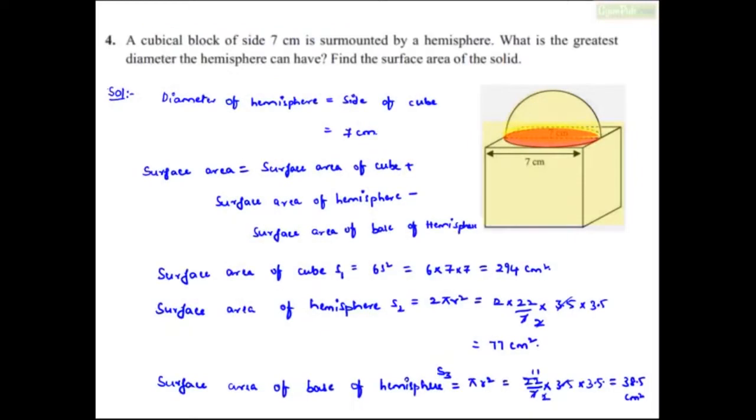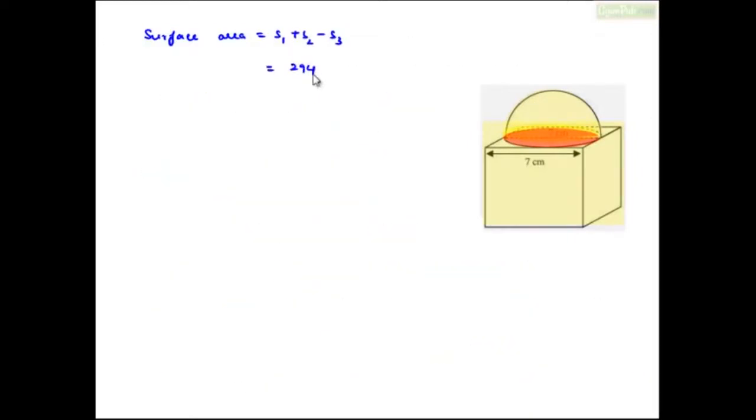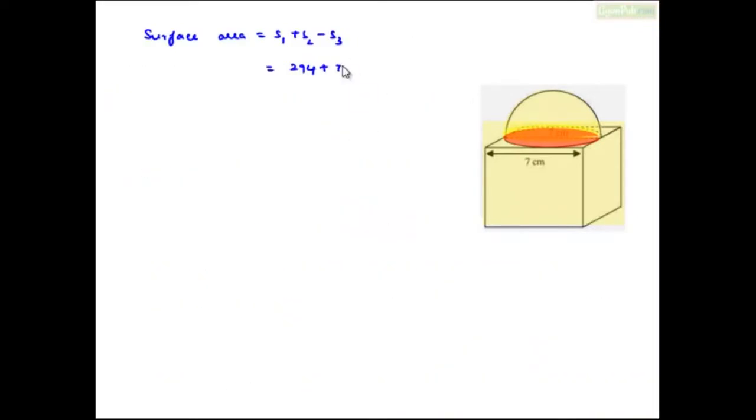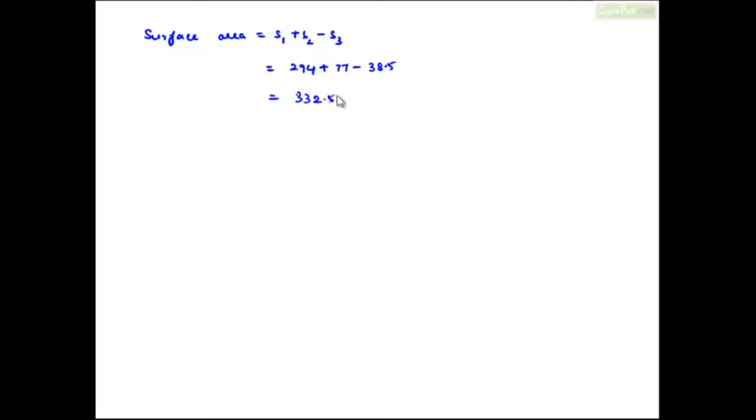Now the required surface area is equal to S1 plus S2 minus S3, which is equal to S1 we have it as 294 plus S2 we have it as 77 minus S3 we have it as 38.5, so that is equal to 294 plus 77 minus 38.5 is 332.5 centimeter square. That is the solution.